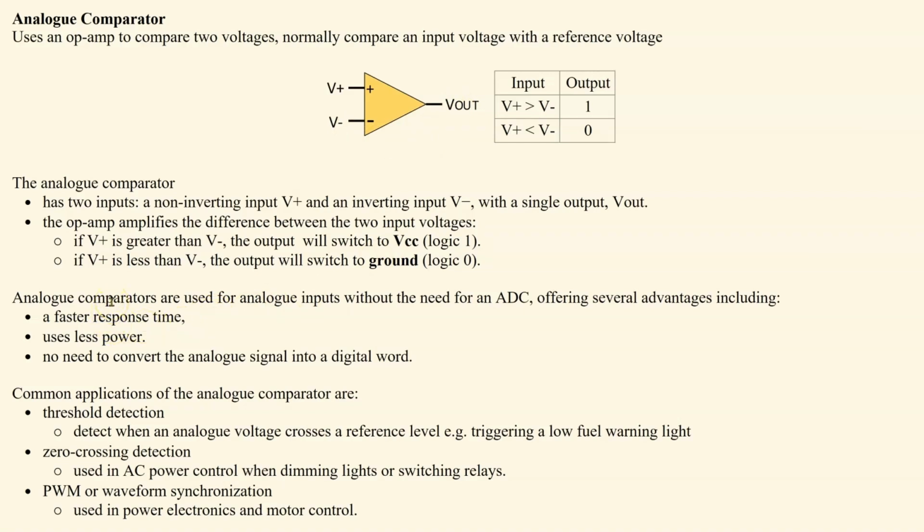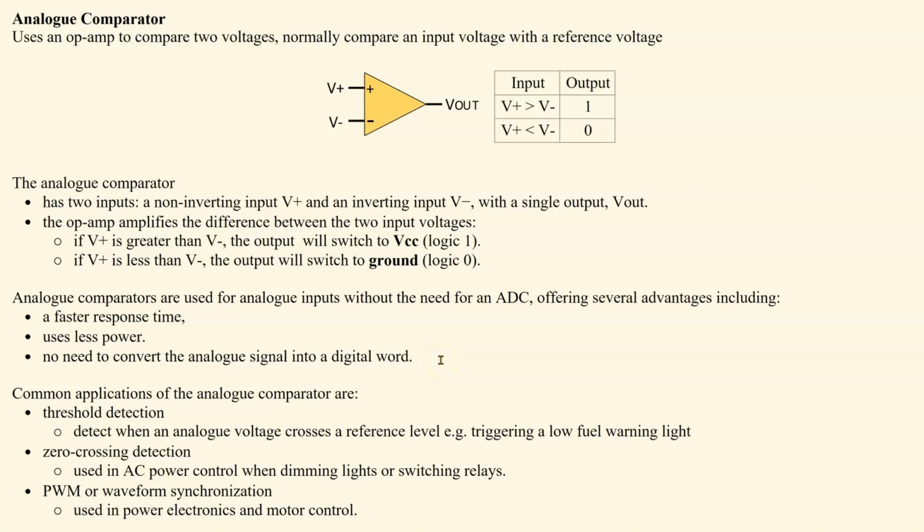So the comparator is used for analog inputs without the need for an ADC. This gives several advantages, including a faster response time, it uses less power, and we don't need to convert the analog signal into a digital word.